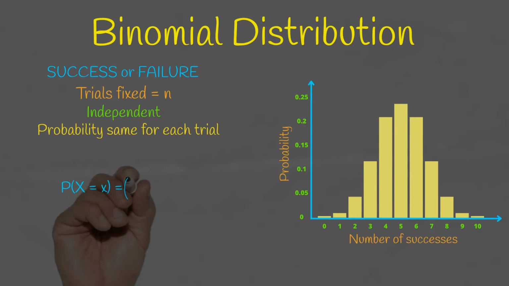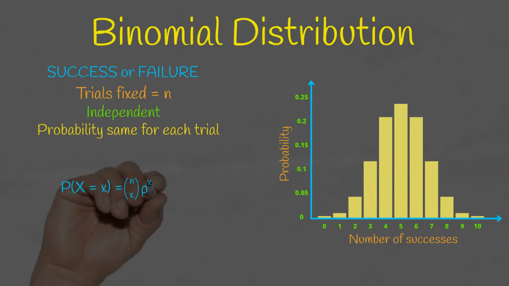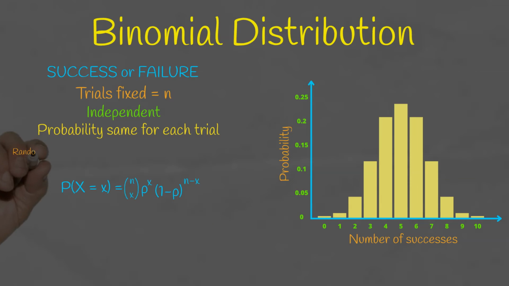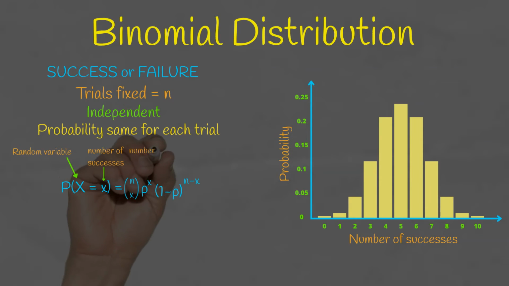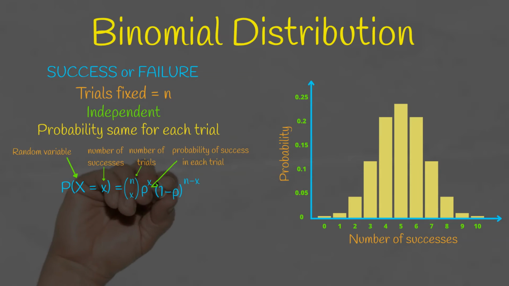Next, we're going to go through the formula and describe what each term represents. So capital X is a random variable, and small x is the number of successes we require. N is the number of trials, or the number of experiments performed, or the number of people surveyed, and P is the probability of success in each trial.